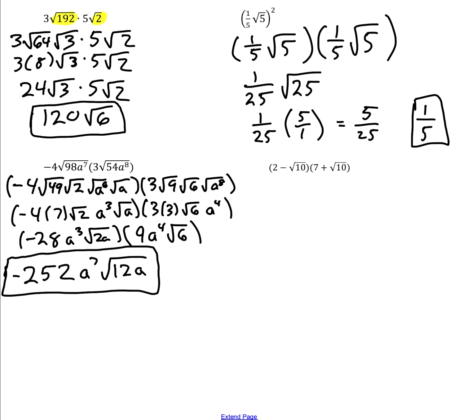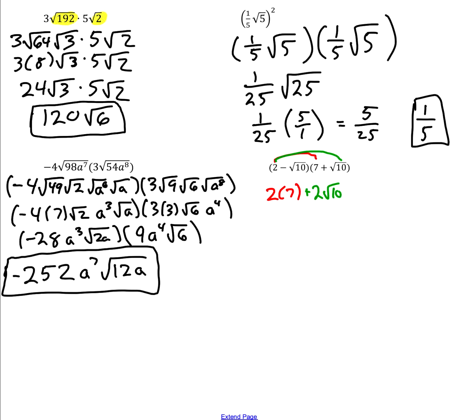And the last one, we have a binomial times a binomial. We want to double distribute, so we have to multiply everything on the left by everything on the right. So I'm first going to do the 2 times 7. And now we have to do the 2 times radical 10. Well, I guess I should have checked if the radicals are simplified. They are, so now let's do our multiplication. So that would be plus 2 times radical 10, which is 2 radical 10.